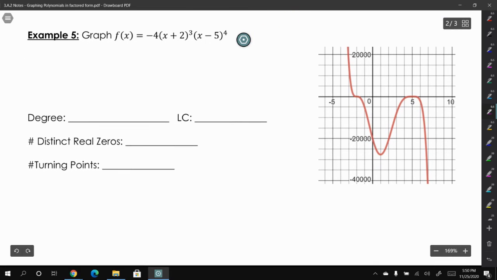Then this last example, our degree is going to be our exponents added up, so 7. Our leading coefficient is -4. And then distinct real zeros. So how many different zeros do we have? Just 2. And you look at the graph, there's a zero, and there's another zero. So they are -2, 0, and 5, 0.